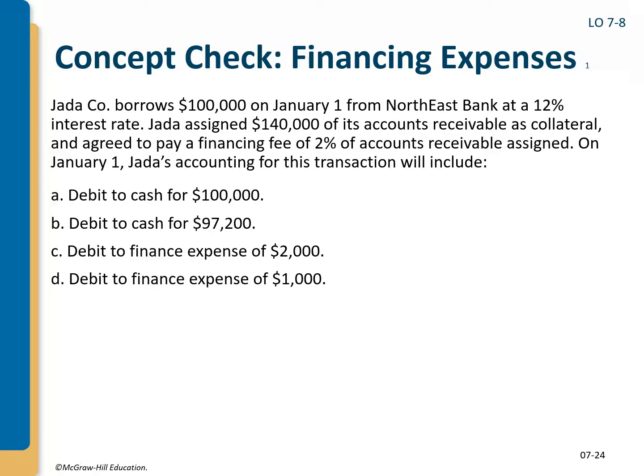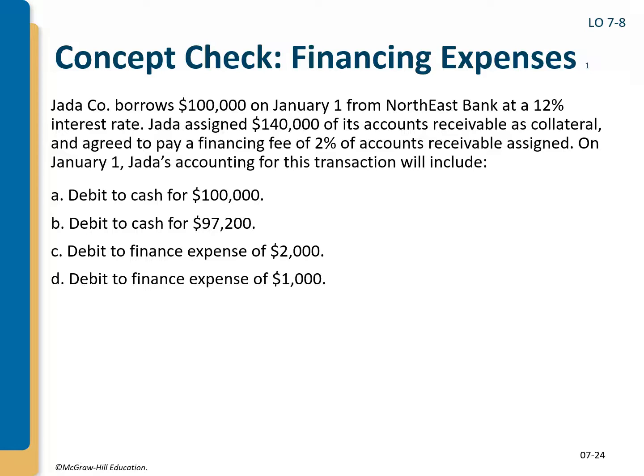And of course, they did a quick check here. So let's take a look. Jada Company borrows $100,000 January 1 from Northeast Bank at a 12% interest rate. They assigned or used as collateral $140,000 of its accounts receivables, and they agreed to pay a financing fee equal to 2% of accounts receivables they assigned. In the accounting transaction, well, think about this and do the journal entry.